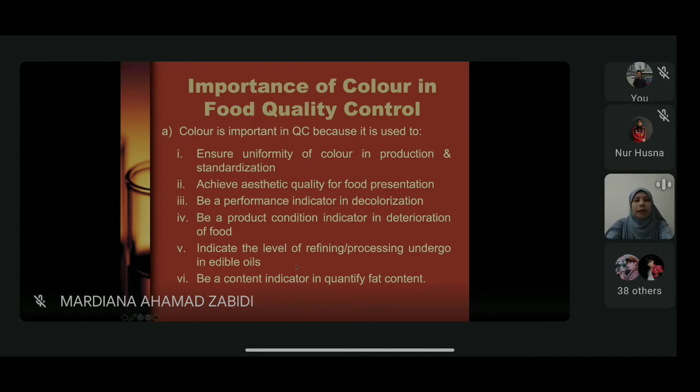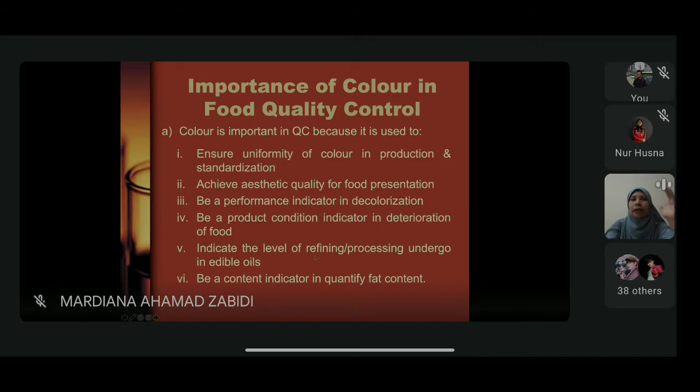Alright, and then followed by indicating the level of refining or processing undergone in edible oil. The same thing goes, this one is for cooking oils. It is not only for palm oil but also other types of cooking oil, for example olive oil and sunflower oil. They need to have a refining process. So this is one of the methods, the same as factor number 3, the performance indicator.